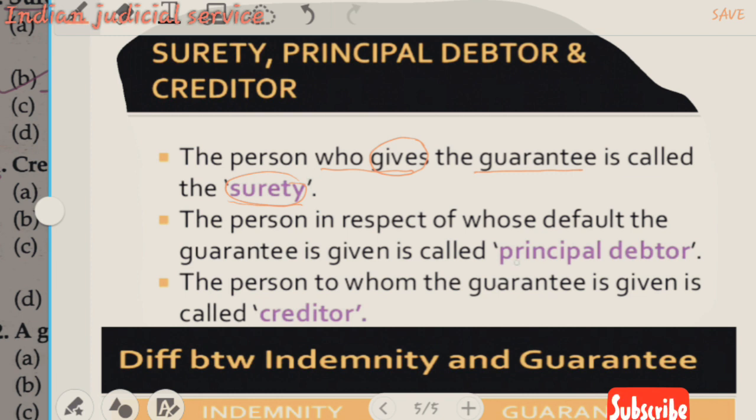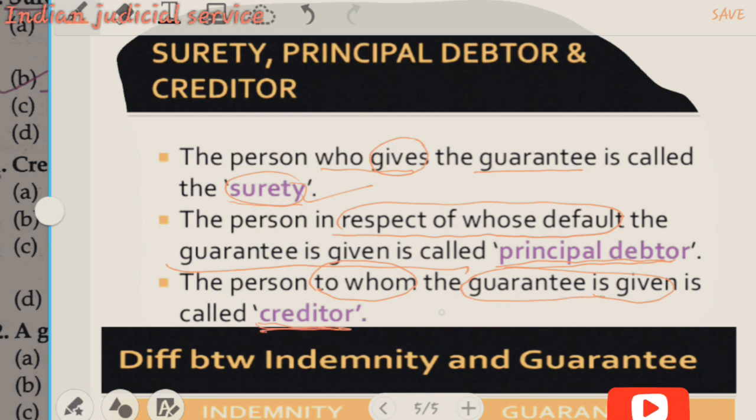Now the second person here. In a contract of guarantee there are three persons. The first person is the surety, the second person is the principal debtor. Who is the principal debtor? The principal debtor is the person in respect of whose default the guarantee is given. Now who is the creditor? The creditor is a person to whom, this is very important, the guarantee is given. So these are the three parties in a contract of guarantee.